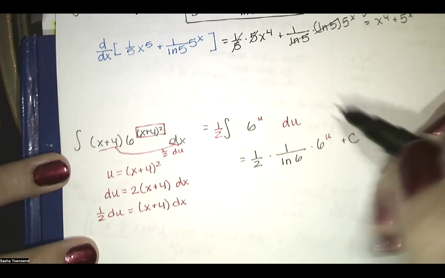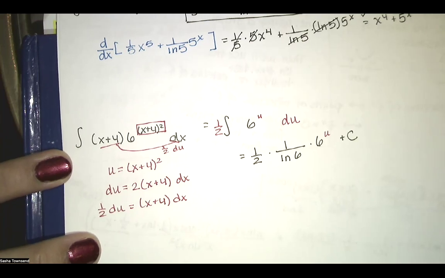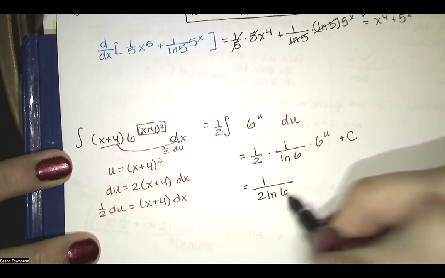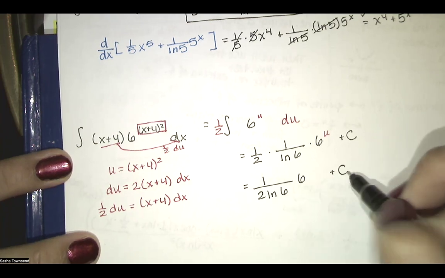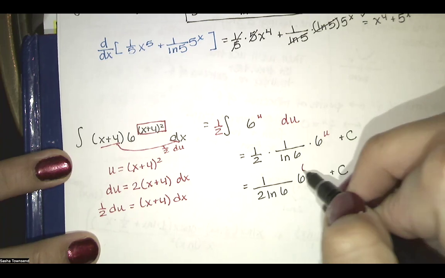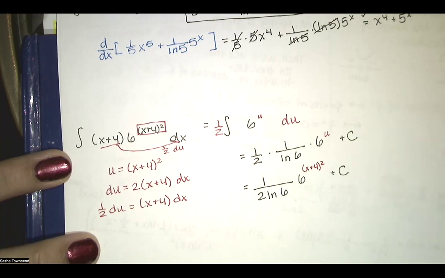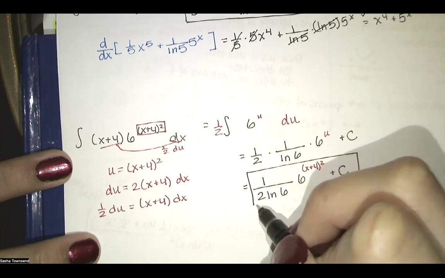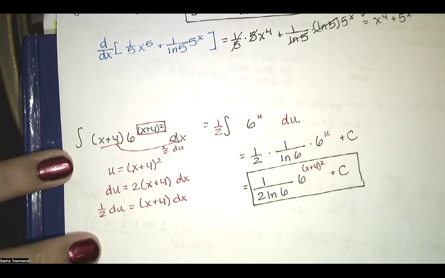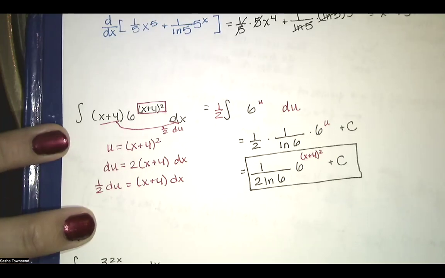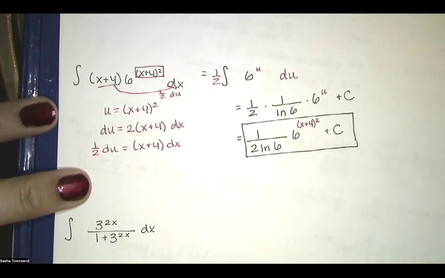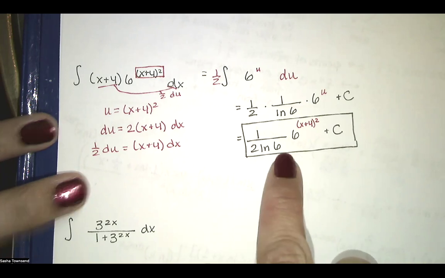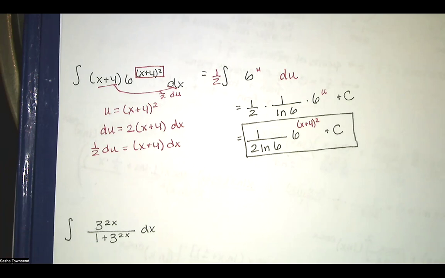And then remember what u is. U is this x plus 4 quantity squared. So we have 1 divided by 2 natural log of 6 times 6 to the u plus c, where u was x plus 4 quantity squared. And if we differentiate that, we should get the original integrand back. But I don't think I'm going to differentiate that this time. We'll have 1 divided by 2 times natural log of 6. Well, actually, I always want to differentiate.